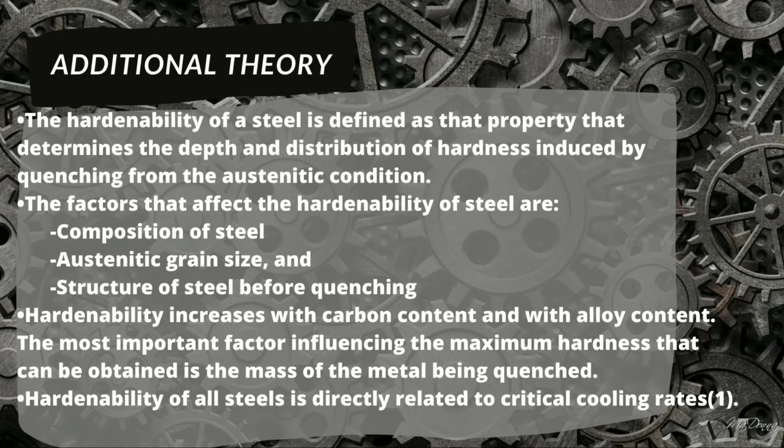So this is the additional theory for the experiment. The hardenability of steel is defined as that property that determines the depth and distribution of hardness induced by quenching from the austenitic condition. The factors that affect the hardenability of steel are: first, composition of steel; second, austenitic grain size; and lastly, structure of steel before quenching.